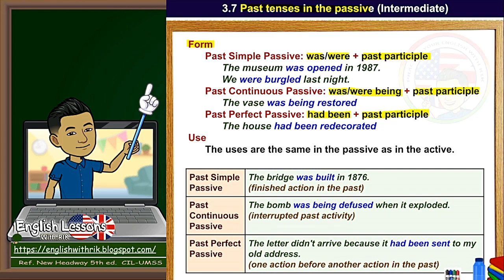Use. The uses are the same in the passive as in the active. The bridge was built in 1876. The bomb was being defused when it exploded. The letter didn't arrive because it had been sent to my old address.